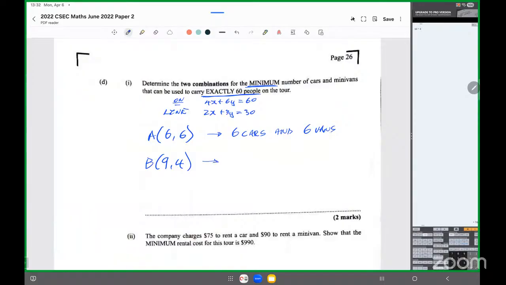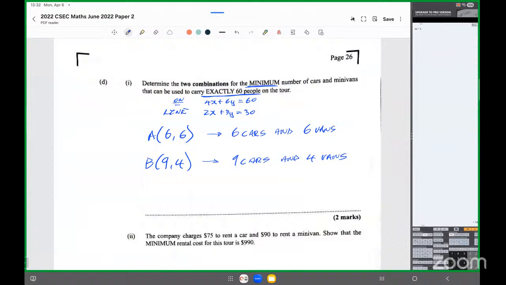And this one is 9 cars and 4 vans. Can carry exactly 60 persons. But good, go to the vertices, work out maximum, minimum of anything. Determine the 2 combinations for the minimum number of cars and vans that can be used to carry exactly 60 persons. You're on the exactly 60 persons line.